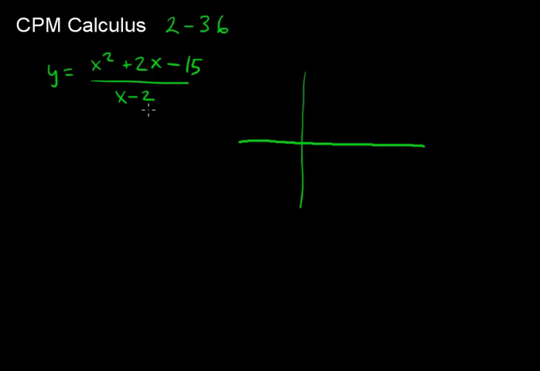We see that there is going to be a vertical asymptote where the denominator is equal to 0, which is going to be at x equals 2. So here, 1, 2, at 2, we know that there's going to be a vertical asymptote. We do not cross that.